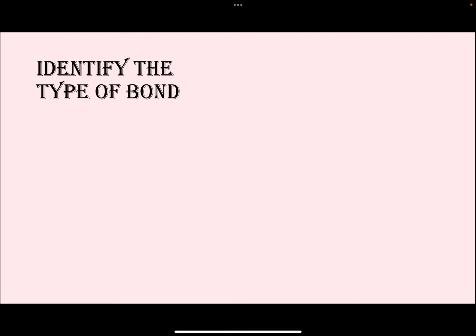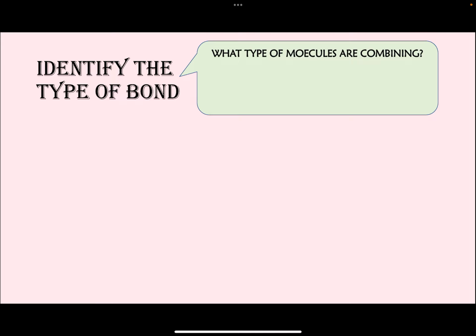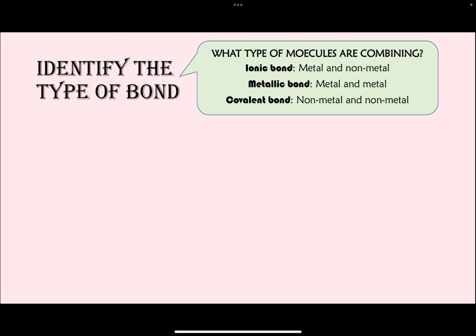Okay. All right, next up, let's look at how, if you're given any compound, you can identify the type of bond in that compound. Well, first of all, you're going to look at what type of elements are combining. So if we have a metal and a non-metal combining, we have an ionic bond. If you have 2 metals, we have a metallic bond. If you have 2 non-metals, we have a covalent bond.